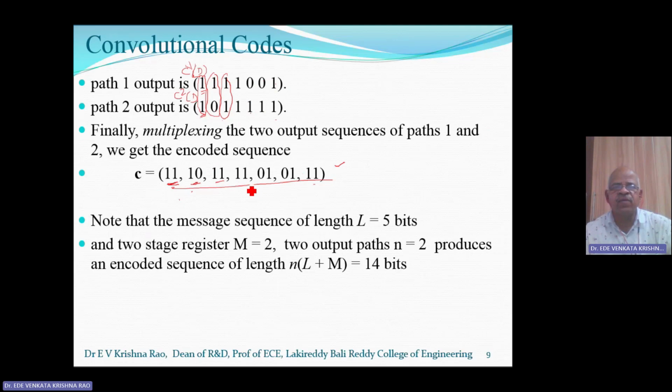So the code length is L plus M, into the number of outputs. So this is 2 into 5 bits plus 2 stage shift register, so 2 shifts. So 2 into 7, 14 bits. 2 into 7, 14 bits is the code length. This is the code output of the convolutional code.